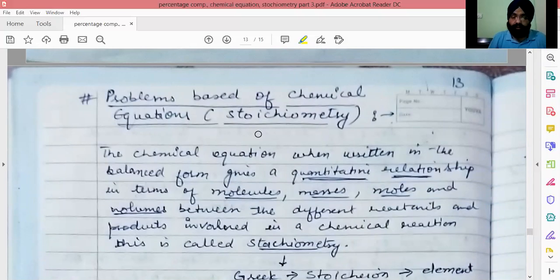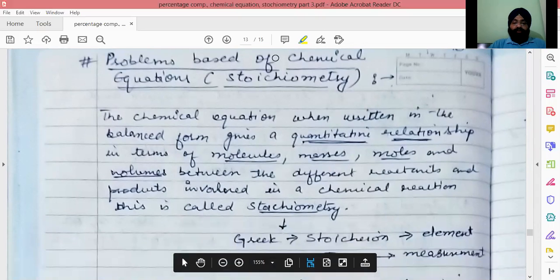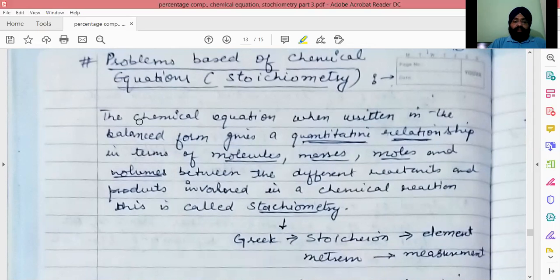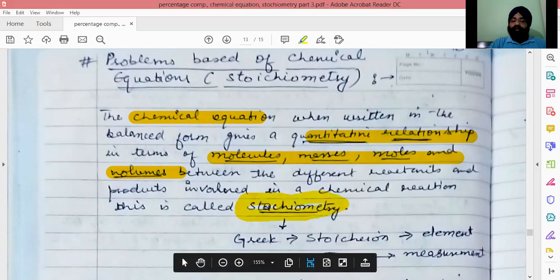Now, problems based on this chemical equation, the stoichiometry problems. Now, first of all, what is this stoichiometry? So, stoichiometry is element measurement. Now, the chemical equation is giving quantitative relationship in terms of molecules, in terms of mass, in terms of moles, in terms of volume, between the reactants and the products. So this quantitative relationship is known as stoichiometry.